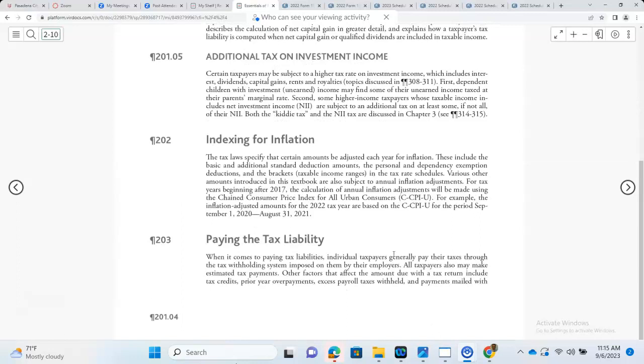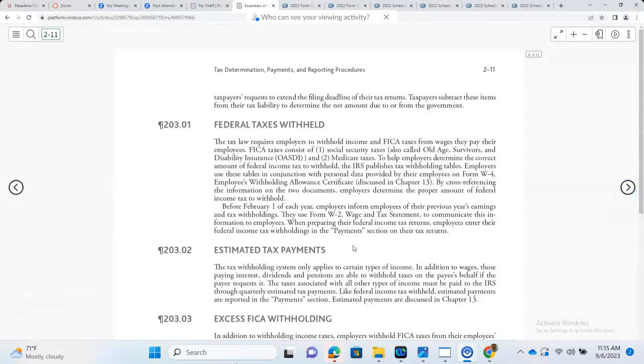So it says that these numbers are changing constantly, indexing for inflation. Okay, got it. Let's see what else we have.